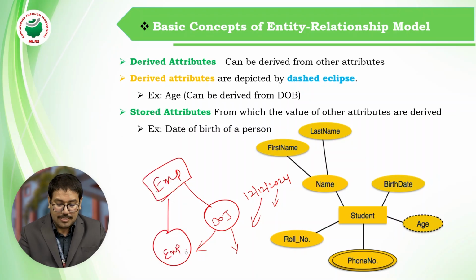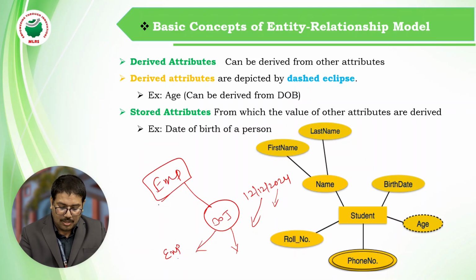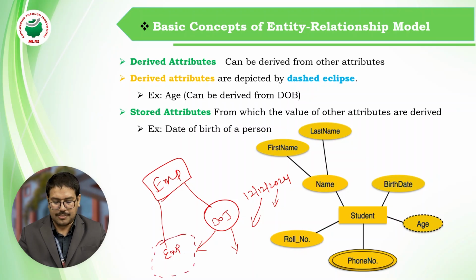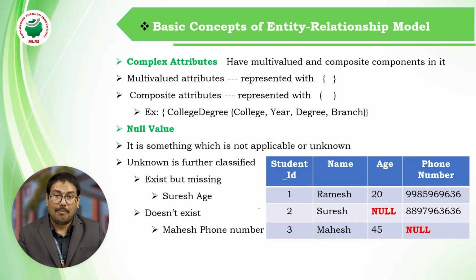And remember, a derived attribute is usually represented with a dotted oval. I'll show you here. This is the dotted oval. It will be shown in this format. Stored attributes are shown in normal ovals. Next, we'll talk about complex attributes.